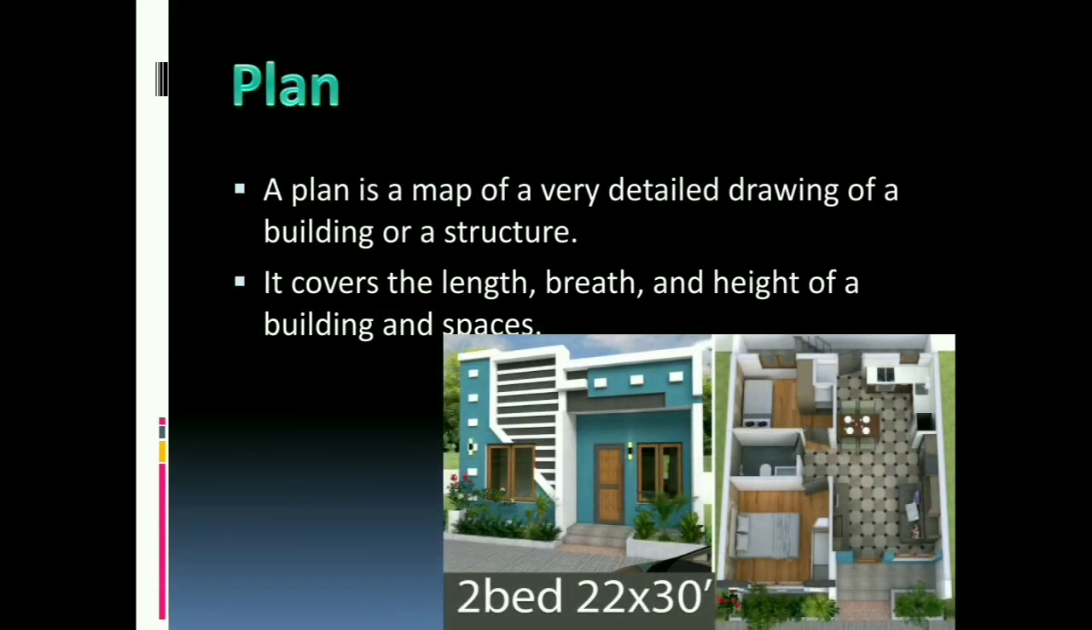Now we come to plan. A plan is a very detailed drawing of a building or a structure. It covers the length, breadth, height of the building and spaces. Such details cannot be shown on a map and these are different for each structure. Normally, architects make plans for houses, buildings, factories, offices, etc. These may have many details like water lines, electric lines, placement of furniture, etc. A plan of a room and a three-dimensional look of one side of the same room is described below.